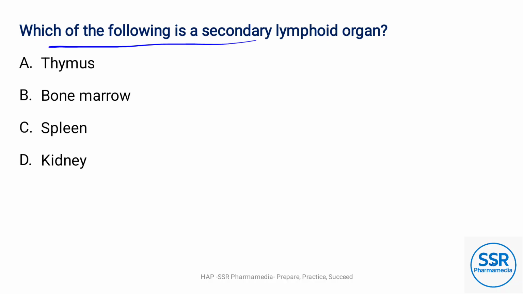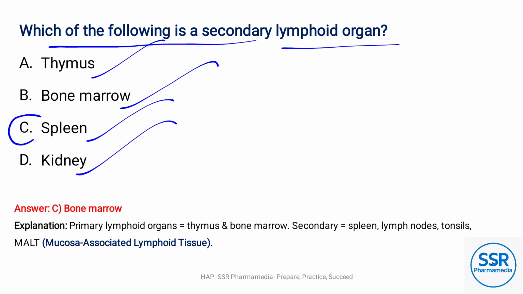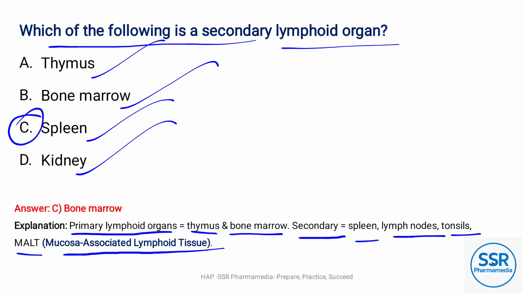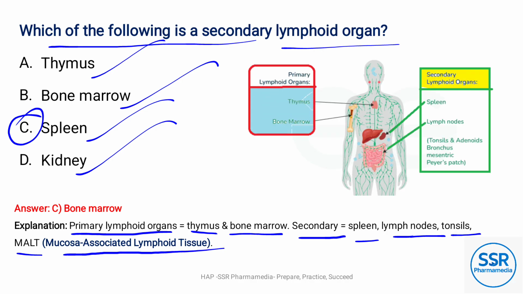Next, which of the following is a secondary lymphoid organ? Option A, thymus. Option B, bone marrow. Option C, spleen. Option D, kidney. So the answer is option C, spleen. The primary lymphoid organs are the thymus and bone marrow. Secondary lymphoid organs are the spleen, lymph nodes, tonsils and MALT, mucosa-associated lymphoid tissue.